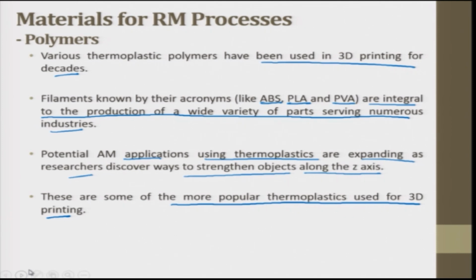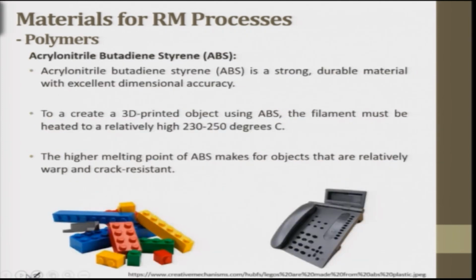So let us try to discuss these polymers: ABS, PLA and PVA. What is ABS? It is acrylonitrile butadiene styrene. This ABS is a strong, durable material with excellent dimensional accuracy.